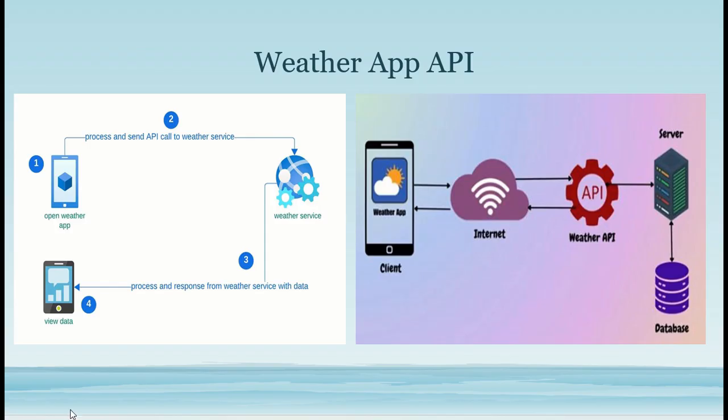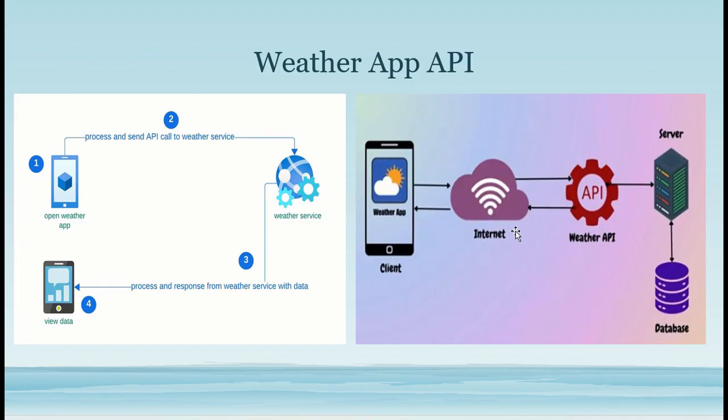Here we have the client, internet, weather API, server, and database. Look at the picture. In step one we have the client, a mobile app. The user opens the weather app on their mobile, and this is called the client. The user wants weather information. In step two we have the internet. The app sends a request through the internet.